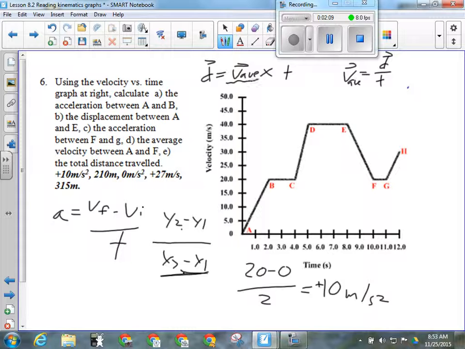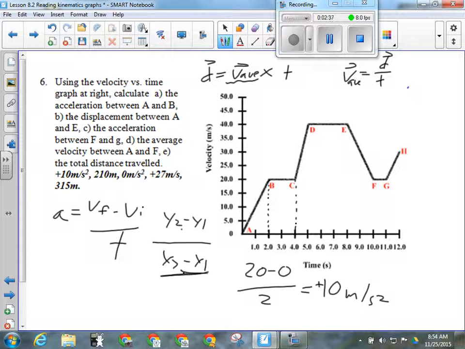Now, the tricky part here is the average velocity. Places where the velocity doesn't change, average velocity is easy. It's just whatever the line is at. So for this section here between B and C, the average velocity during that time is 20, because it's a velocity time graph. On a position time graph, you're right, it would be 0, but this is a velocity time graph. So the average velocity during that part is 20.